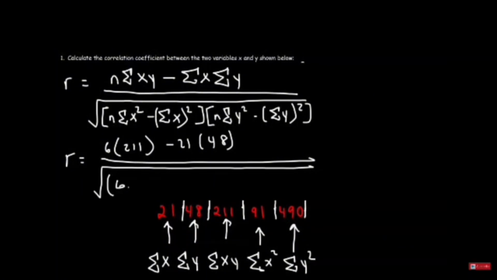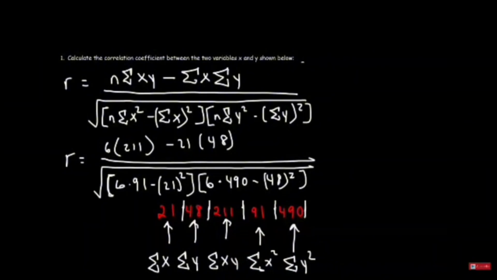And then it's going to be n times the sum of the x squared values, which is 91, minus the sum of the x values squared. So that's 21 squared. Then it's going to be n times the sum of the y squared values, which is 490, and then minus the sum of y, which is 48 but squared. So that's what we have so far in this example.